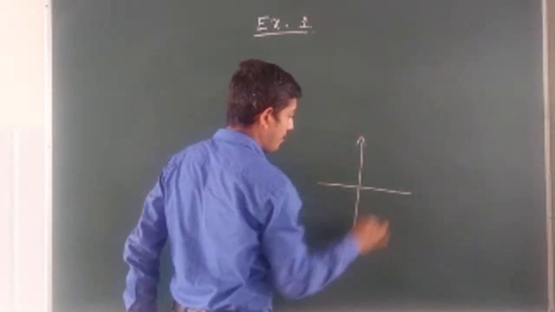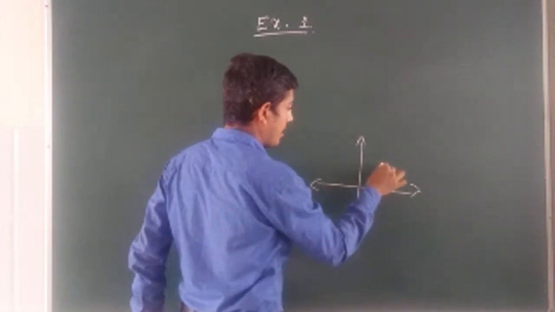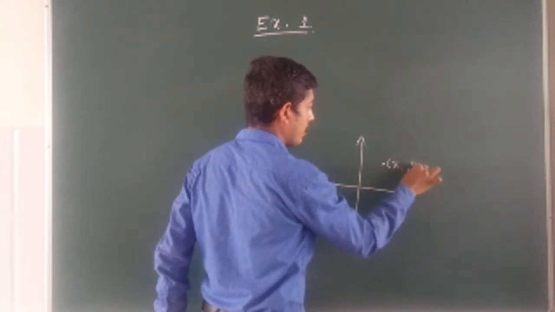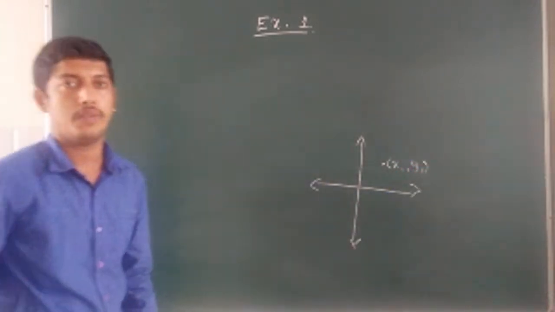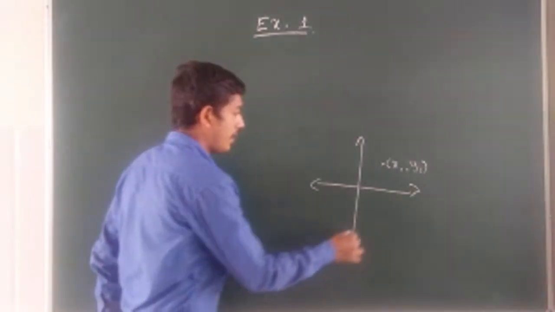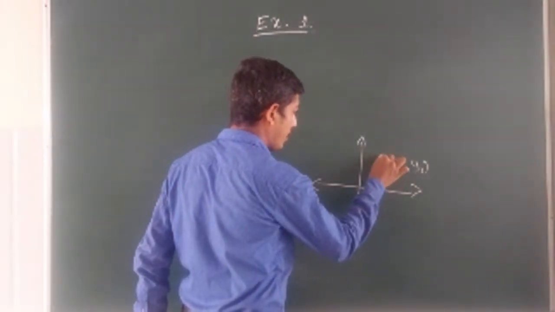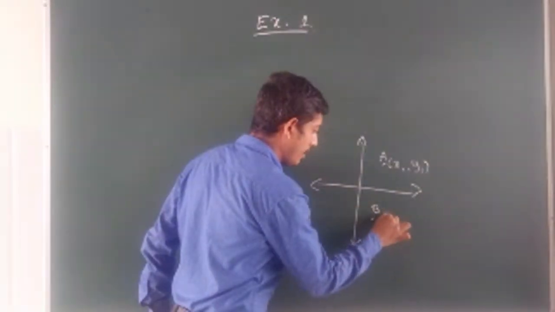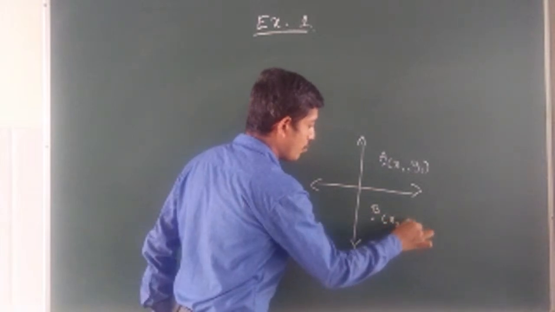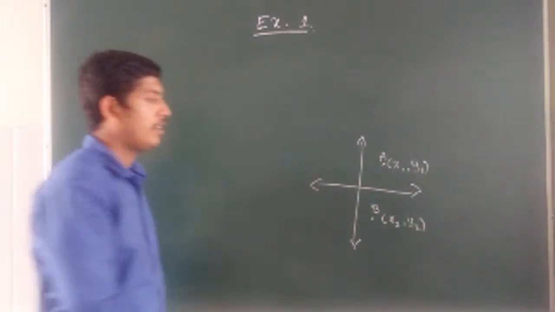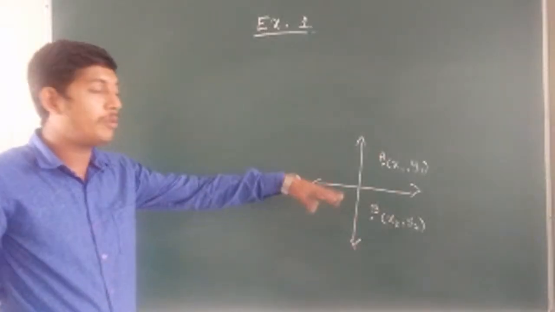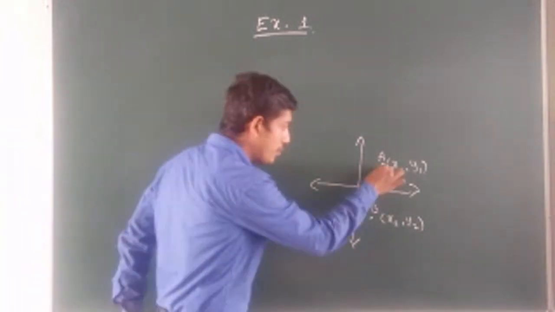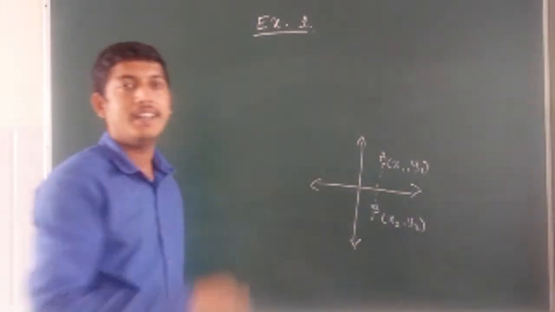if this is one graph, then I consider one point, which I will represent as x1 comma y1. This is point A. And I will consider another point, point B, which has x2 comma y2. Now I have to find the distance between these 2 points. If we join these 2 points with a line, what will be the distance?